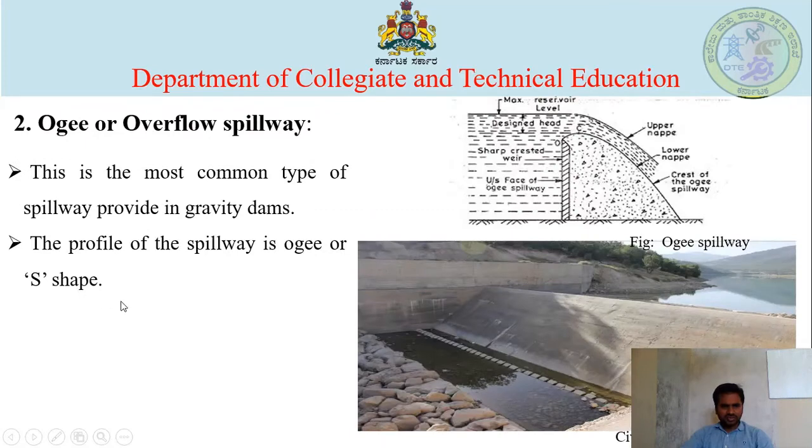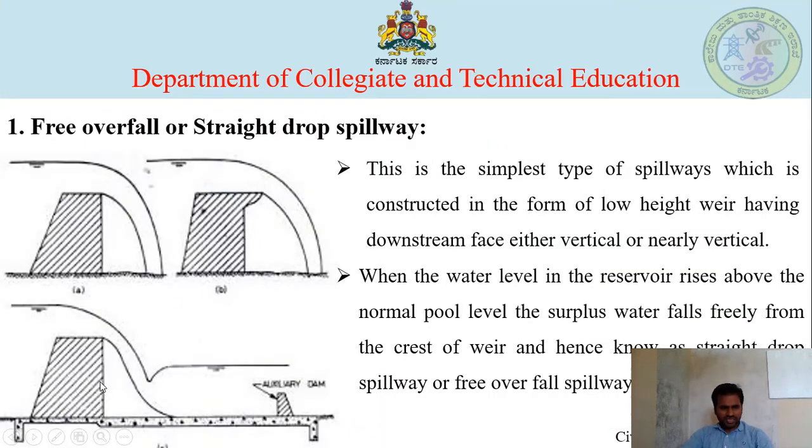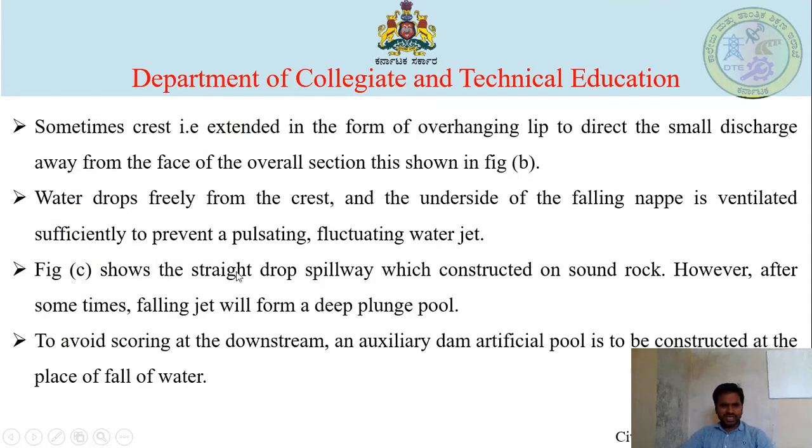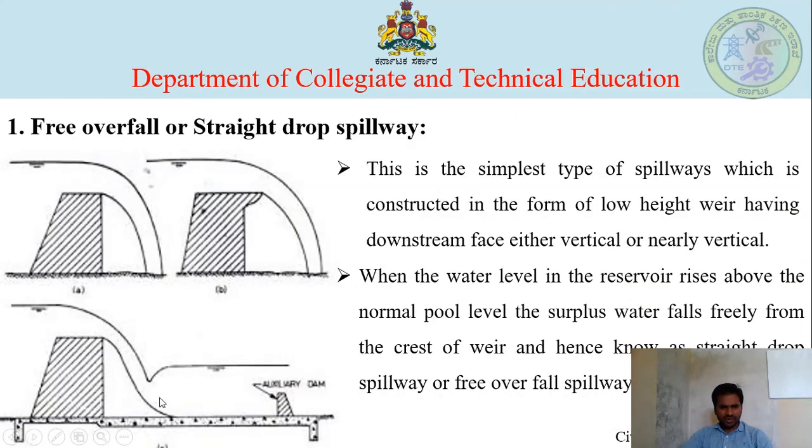Figure C. This shows the straight drop spillway, which is constructed on sound rock. However, after some time the falling jet will form a deep plunge pool. Hence, they provide some concrete apron to avoid this scouring at the bottom, at the downstream. An auxiliary dam or artificial pool is to be constructed at the place of fall of water. They are providing the aprons with the auxiliary dam.